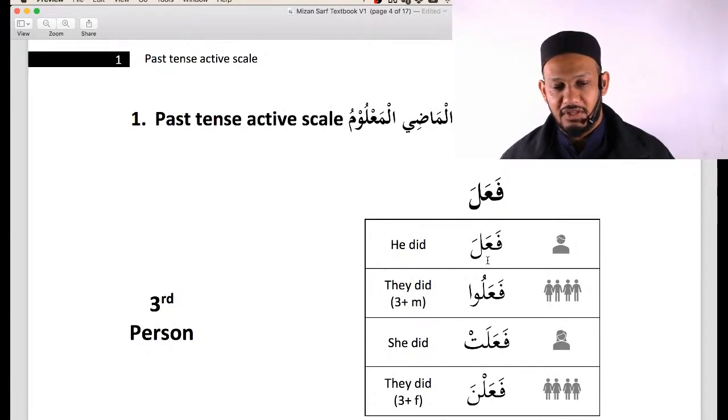That woman, not a hijab. No, those women are not mahram, so they're okay.